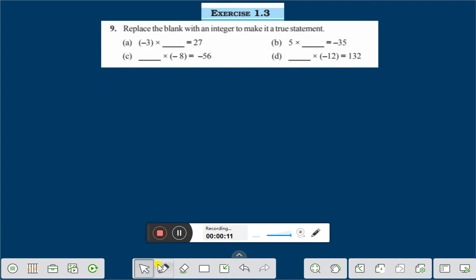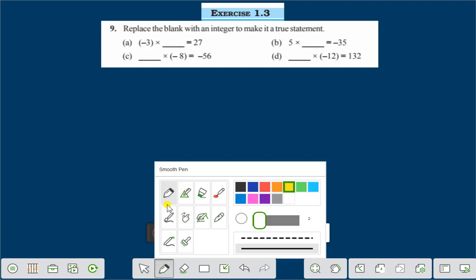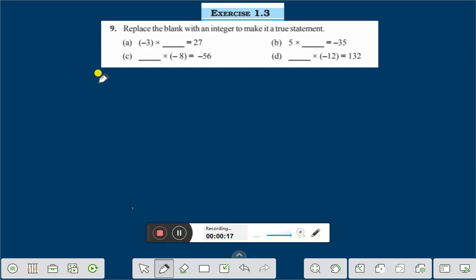That is, question number A is: A is minus 3 into blank is equal to 27. Here you see this sign is plus, that means you have to put a minus sign here, because minus into minus is plus. We know that 3 nines are 27, so it will be minus 9. Now multiply 3 into 9, that is 27. Minus into minus is plus, that is plus 27.